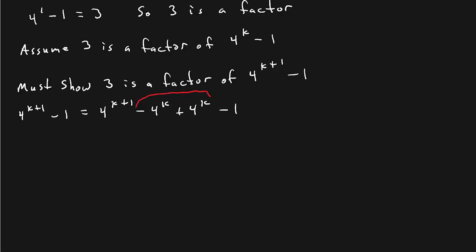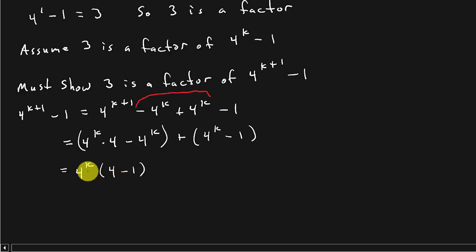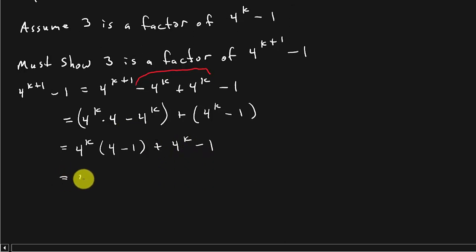All right. Now, let's write this as 4 to the k times 4 minus 4 to the k. And I'm going to group these terms together, and then plus, I'm going to group these last terms together. And now with this one, I'm going to factor out a 4 to the k. So that's going to leave me with 4 to the k times 4 minus 1, if I factor out a 4 to the k, plus 4 to the k minus 1. And so this is equal to 4 to the k times 3 plus 4 to the k minus 1.